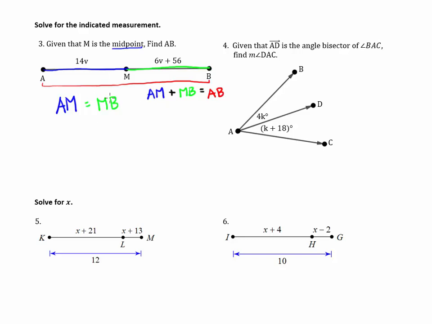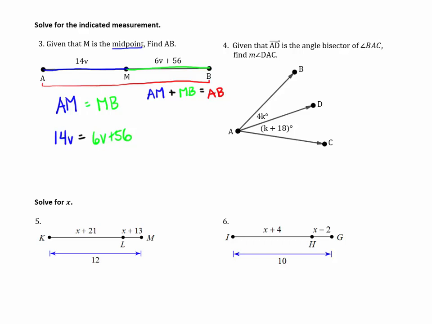And we know that AM is equal to MB. So in the end, if we can figure out what AM and MB are, we can just add them together and we'll get the whole distance. Well, we know that AM is the same thing as 14V, so we'll have 14V, and we know that MB here is the same thing as 6V plus 56, and now we've got an equation. Now we can figure out what this mysterious V is, and that will help us figure out how big these lengths are.